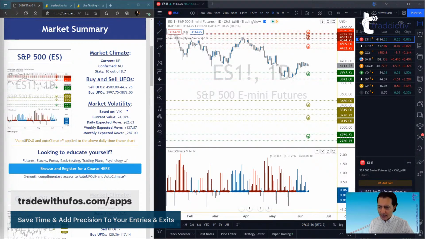Okay. Market volatility based on the VIX. So we are looking at the options prices, and we are looking at the implied volatility built in the prices of options on the S&P 500 index. That is currently pointing at 24.07%, and if we reverse engineer the options pricing models, we can now deduce that we are expecting a daily move either up or down of 62 points, or a weekly move either up or down of 137 points, or a monthly move either up or down of 287 points, which is not too bad for the S&P, especially given the fact that the market has been ranging for a while.